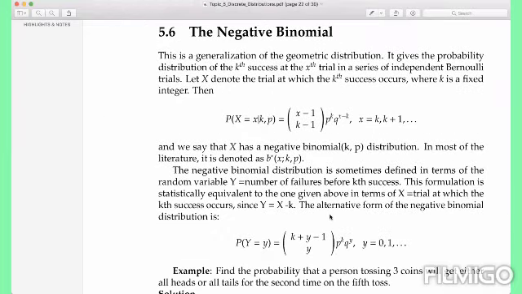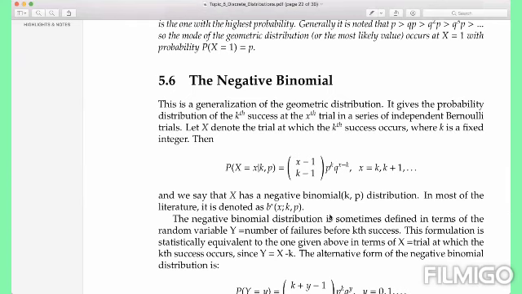Now, this negative binomial is just an extension of the geometric. In geometric, once you've gotten the first success, you just stop. But now, for this negative binomial, you may be interested in maybe the second success or the third, something like that. So that's why we are saying that this is a generalization of the geometric distribution. It gives the probability distribution of the kth success at the xth trial in a series of independent binary trials.